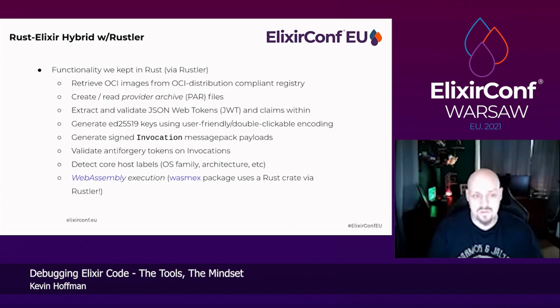Extracting and validating JSON web tokens is still in Rust. Our generation and use of ED25519 keys is also still in Rust. The signing of invocations so that we have anti-forgery tokens on them, that's still done in Rust. Detecting the host core labels like the operating system family, architecture, and so on, that's done in Rust so that we have a consistent set of names for OS and architecture. And then finally, WebAssembly execution itself is actually done via Rustler because the WASMX package uses a Rust crate underneath. So while we did do a rewrite into OTP, we still managed to keep a considerable amount of our previous investment in some lower level Rust crates.